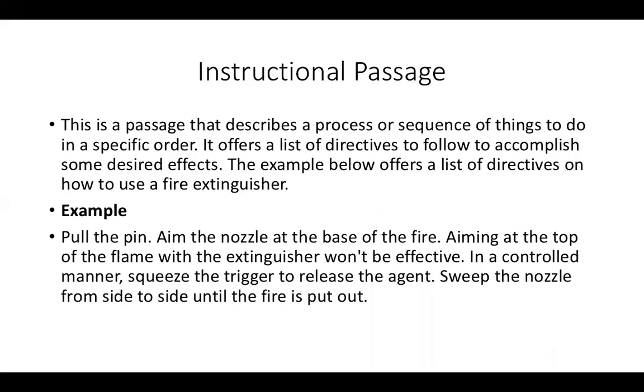Then you have instructional passages. An instructional passage is a passage that describes a process or sequence of things to do in a specific order. It offers a list of directives to follow to accomplish some desired effects. Now, the example below offers a list of directives on how to use this fire extinguisher. Example, pull the pin. Aim the nozzle at the base of the fire. Aiming at the top of the flame with the extinguisher won't be effective. In a controlled manner, squeeze the trigger to release the agent. Sweep the nozzle from side to side until the fire is put out.